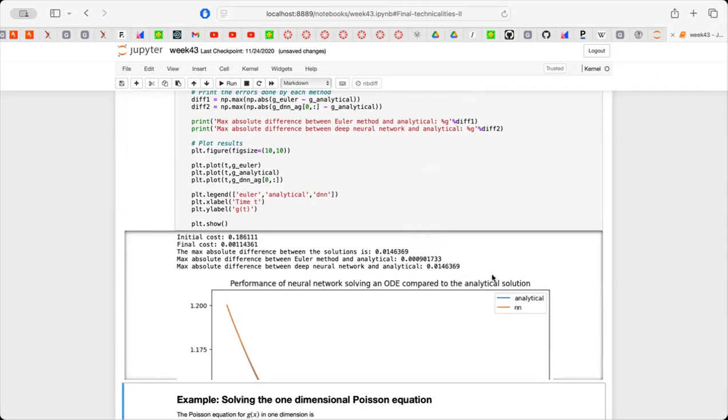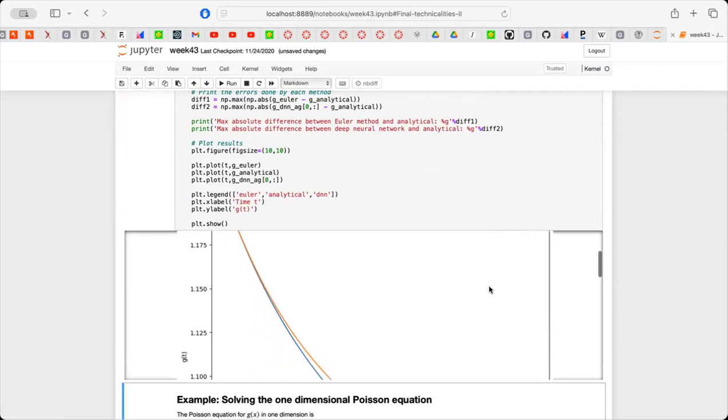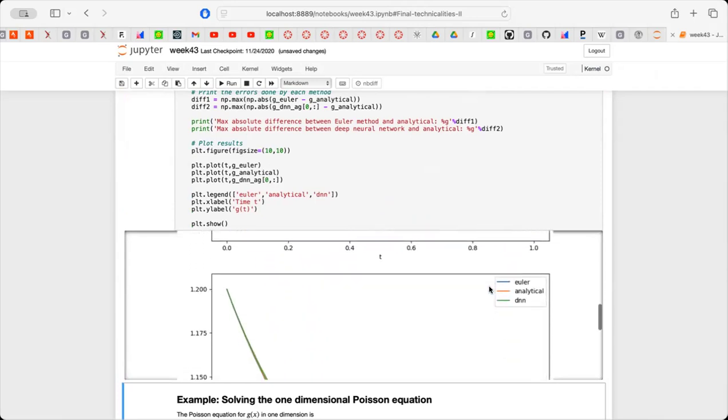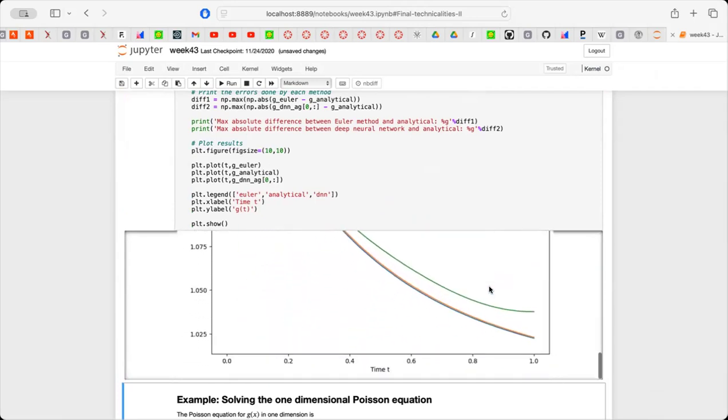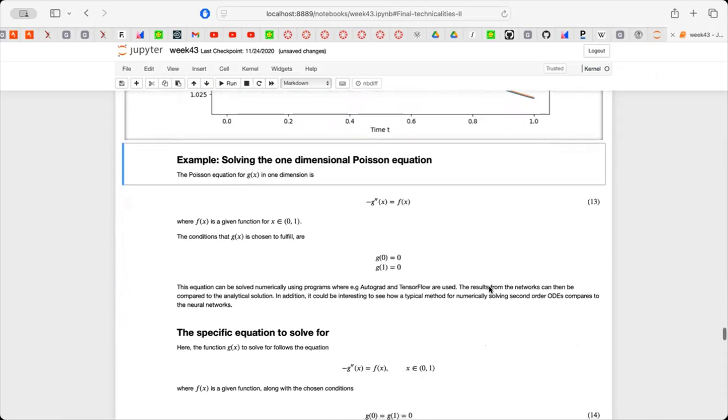So Euler's method stays the same. So if you're dealing with high dimensional differential equations, this is often where the neural network calculation will outperform the standard finite element or finite difference solvers.